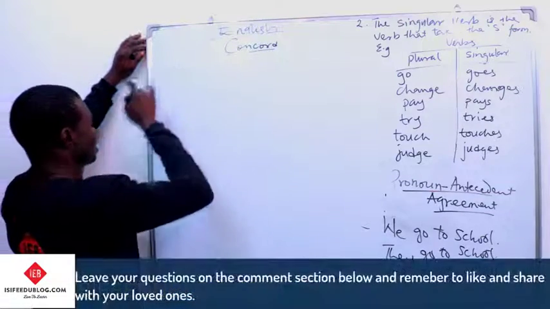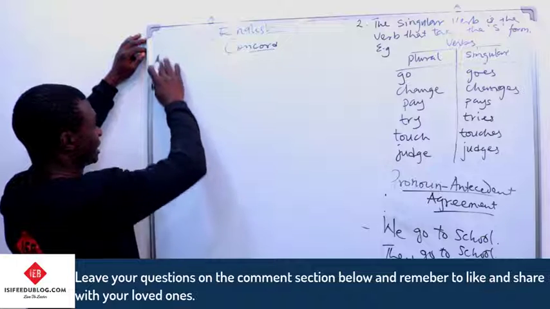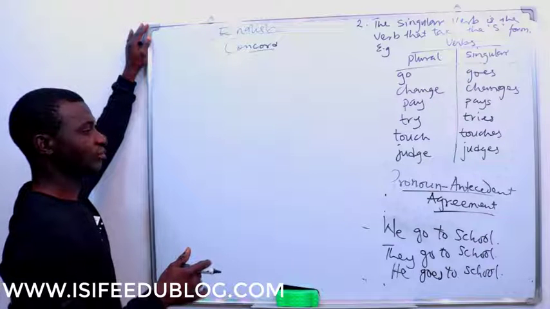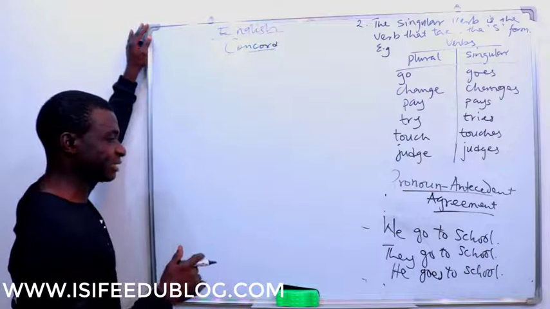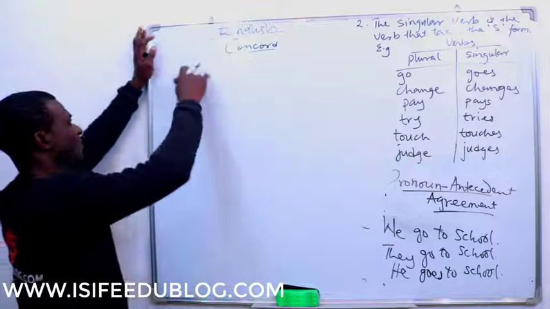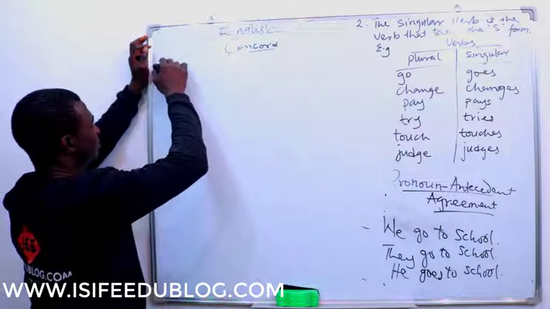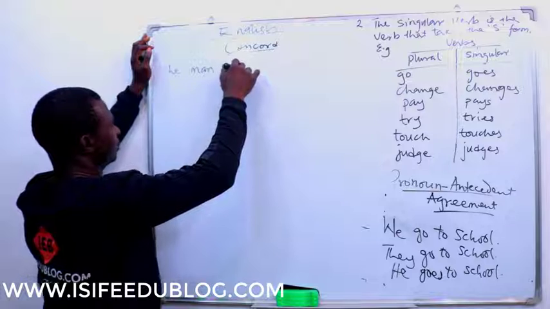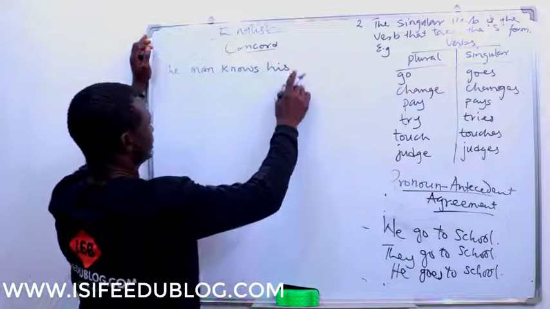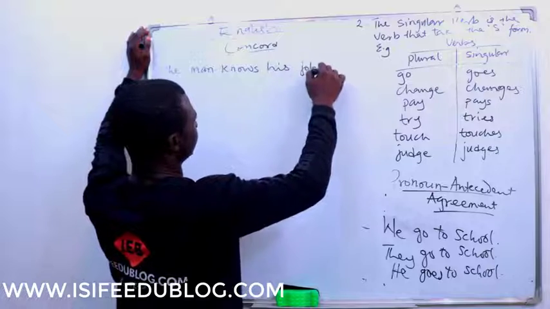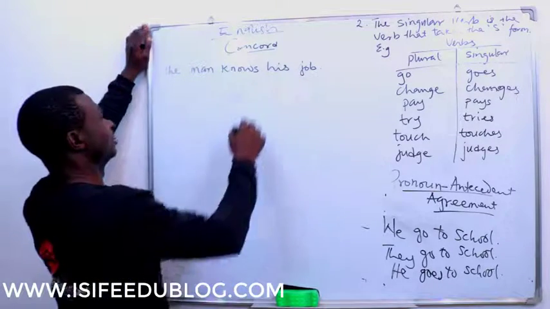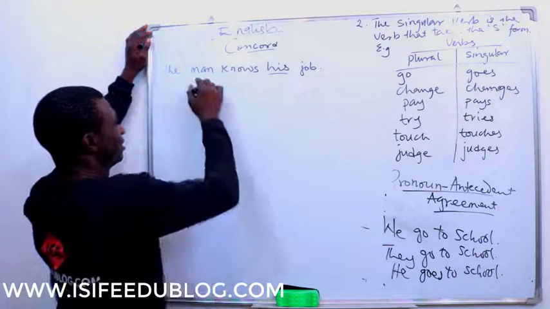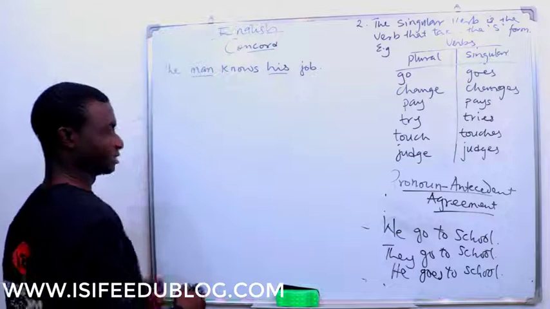Simply put, let's bring it in sentence forms. We've said the pronoun should agree with its antecedent in terms of person and number. Now, the man knows his job. His is singular. Alright? Man is singular. So there is an agreement.